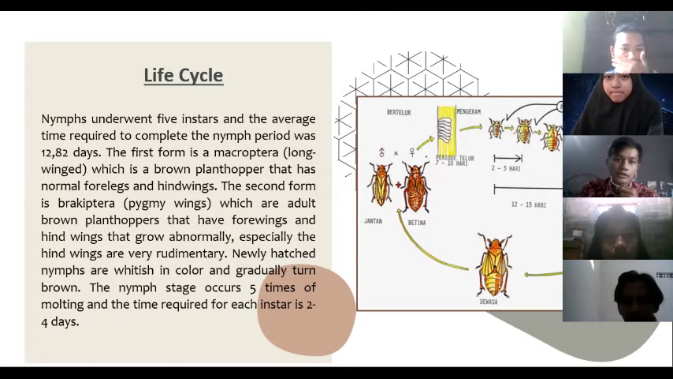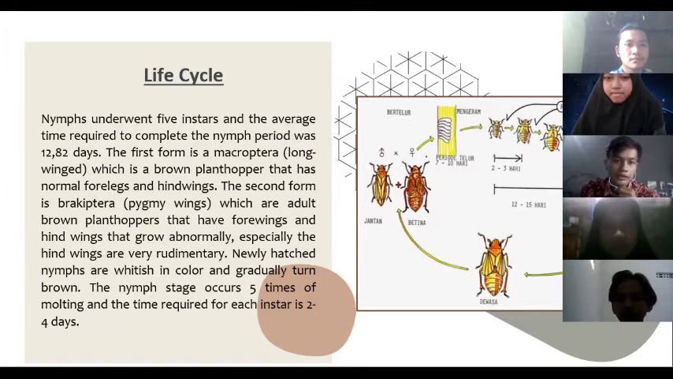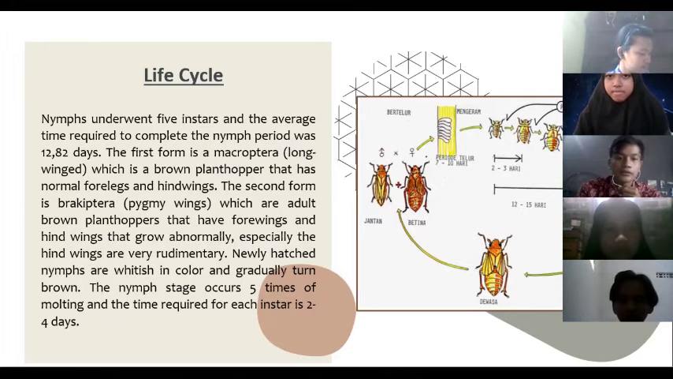The first form is Macroptera, long wing, which is a brown planthopper that has normal forewings and hind wings. The second form is Brachyptera with pygmy wings, which are adult brown planthoppers that have forewings and hind wings that grow abnormally, especially the hind wings, which are very rudimentary. Newly hatched nymphs are white in color and gradually turn brown. The nymph stage occurs with 5 times of molting, and the time required for each instar is 2 until 4 days.